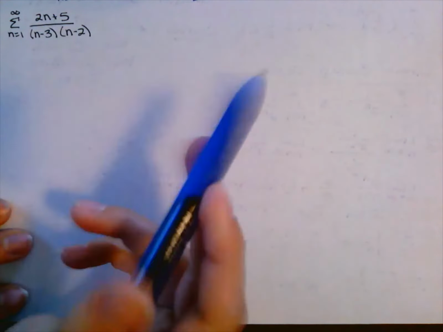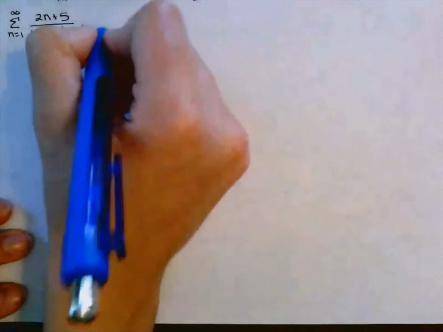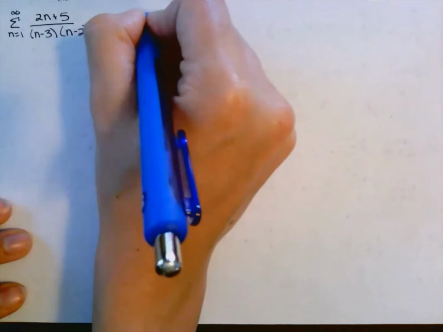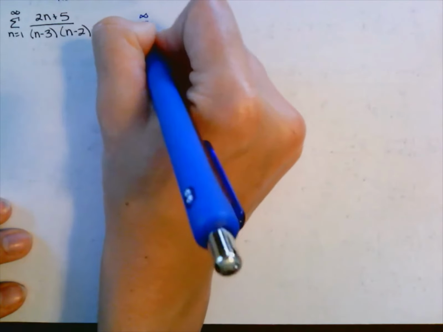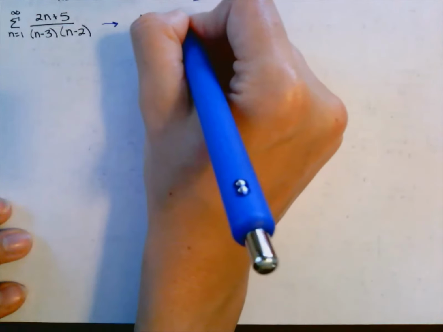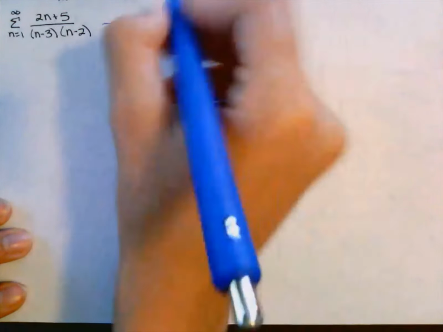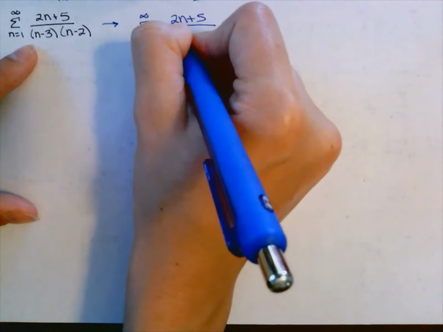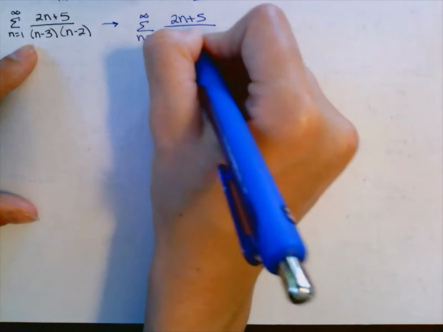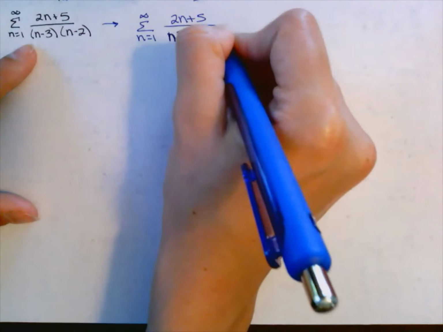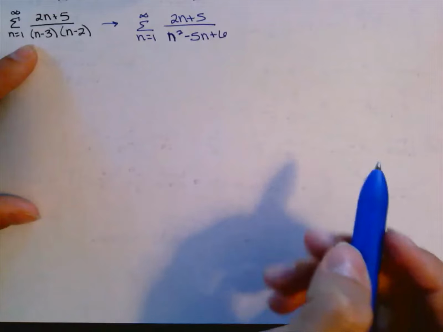I'm going to encourage you to have your calculator out for this one. This last question reads the infinite series of 2n plus 5, and then I have two binomials here on the denominator. So I'm going to take a minute and rewrite this. I'm not comparing yet. I just want to rewrite this as 2n plus 5, and then this down here gives me an n squared minus 5n plus 6, right? It's going to be easier to compare.